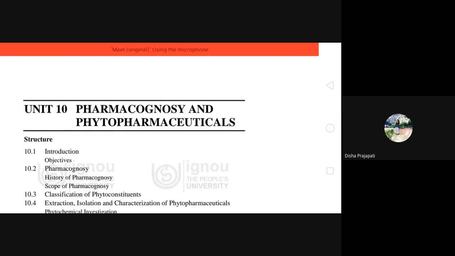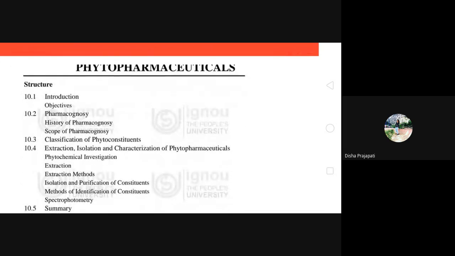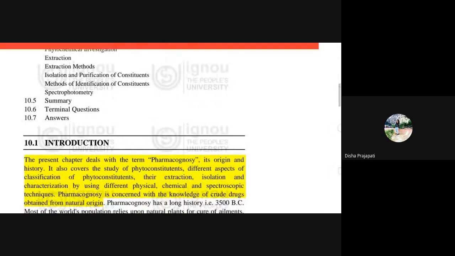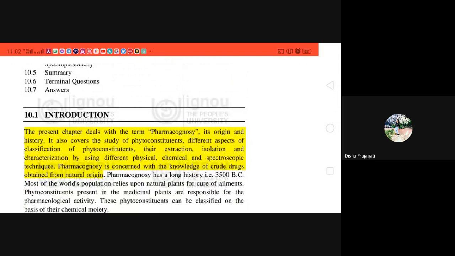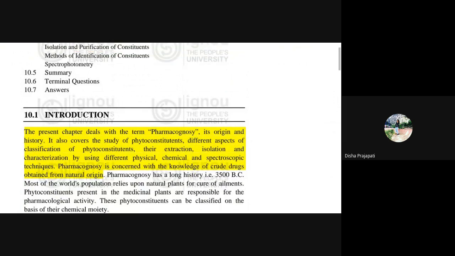So the next chapter is pharmacognosy and phytopharmaceuticals. First, the introduction. The present chapter deals with the term pharmacognosy, its origin and history. It also covers the study of phytoconstituents, different aspects of classification of phytoconstituents, their extraction, isolation, and characterization by different physical, chemical, and spectroscopic techniques. Pharmacognosy is concerned with the knowledge of drugs obtained from natural origin.